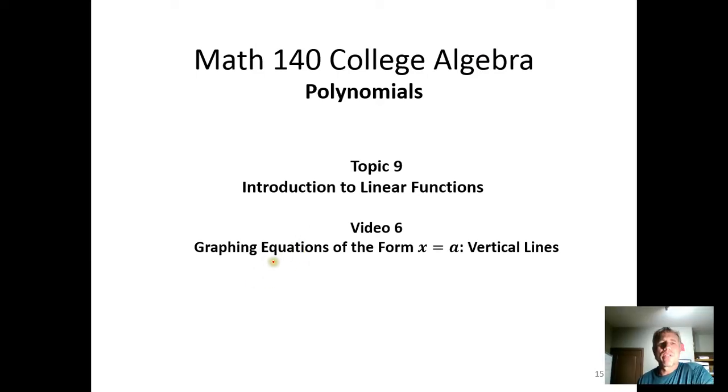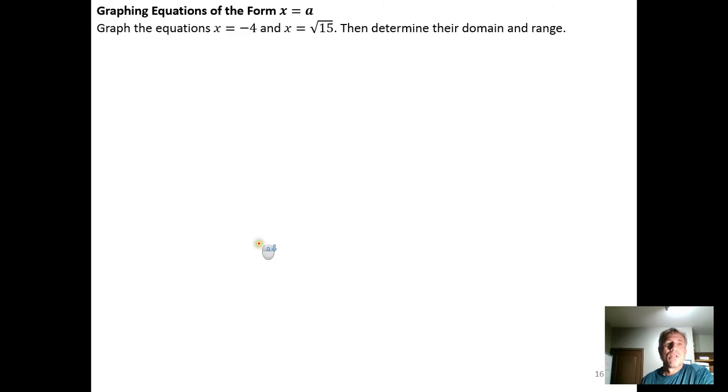So in this video, we're going to graph equations that have the form x equal a, and these are going to turn out to be vertical lines, which will mean that they will not pass the vertical line test, which is why we're using the word equation here instead of function. So graph the equations x equal to -4 and x equal to the square root of 15, then determine their domain and range.